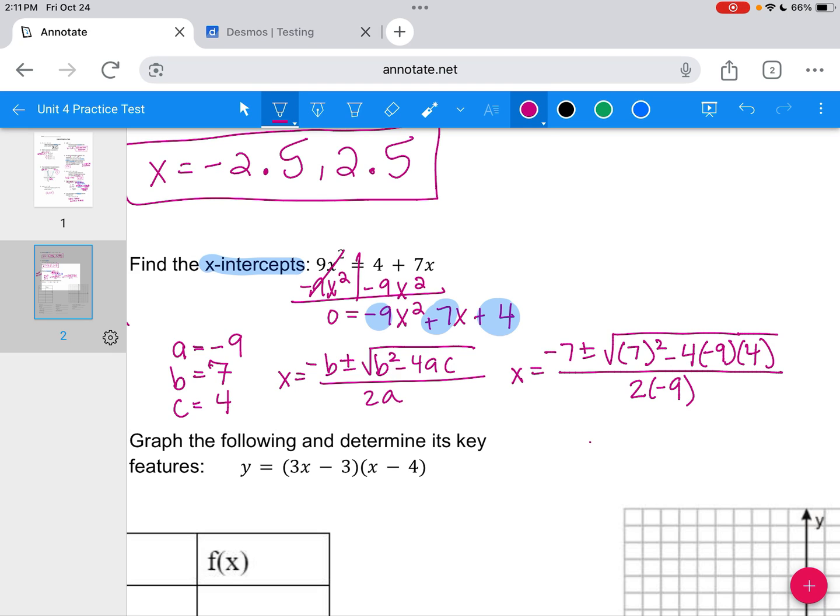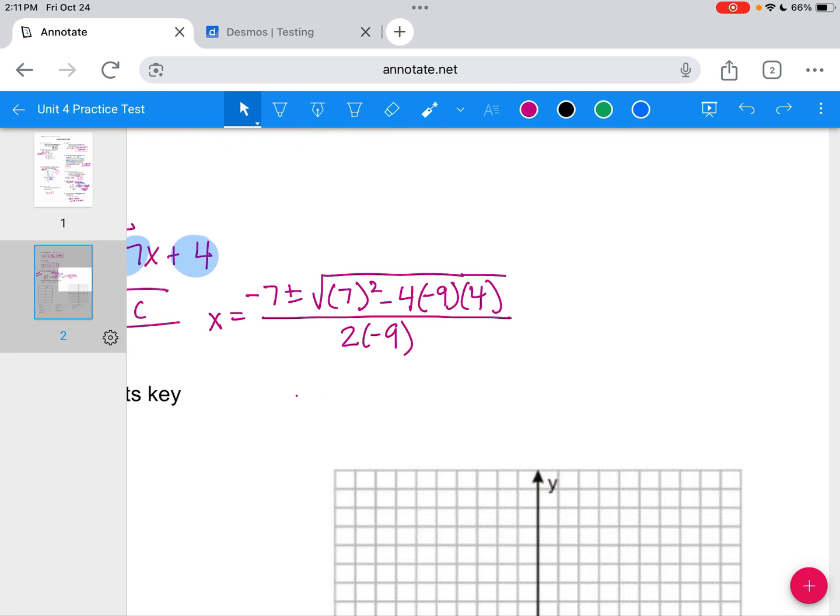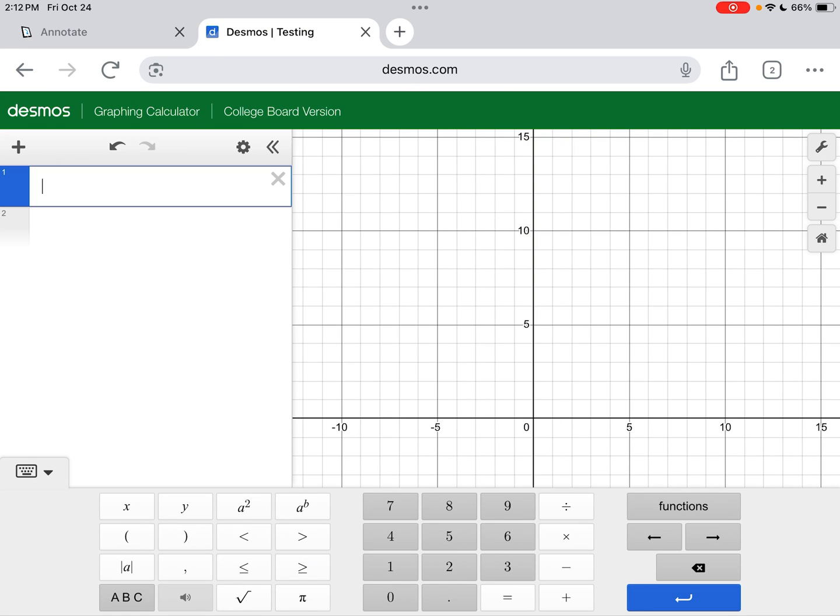Now the only thing that we're going to plug into the calculator is what's under the radical. So not the radical, just what's underneath it. So I'm going to type this into Desmos. I'm going to rewrite everything else. So it's going to be negative 7 plus or minus the square root of whatever I get all over negative 18. So let's do that. We're going to get 193.